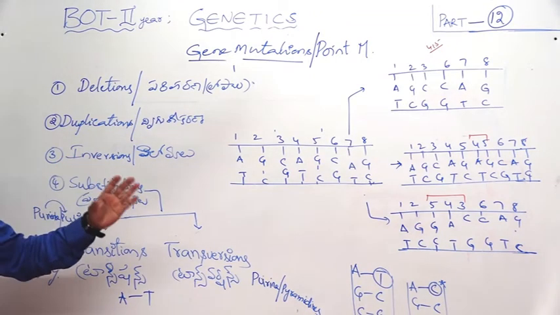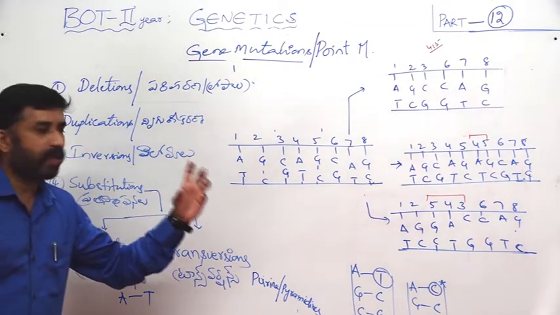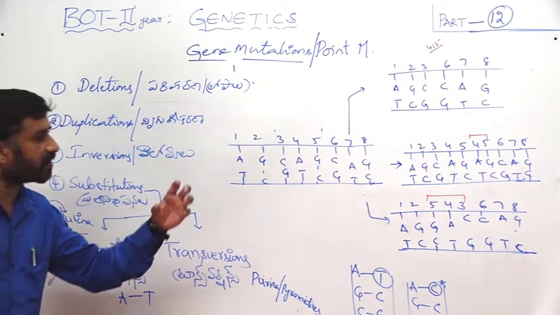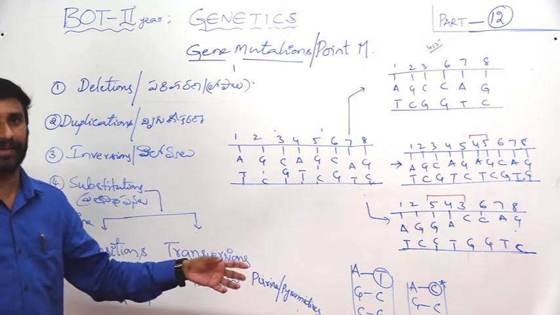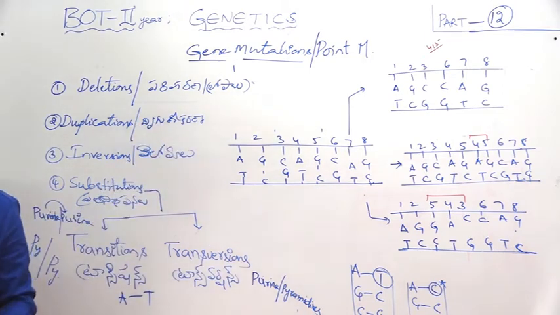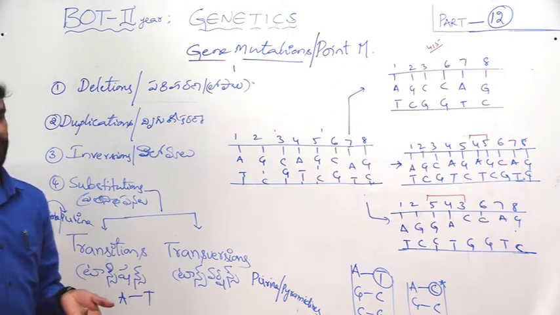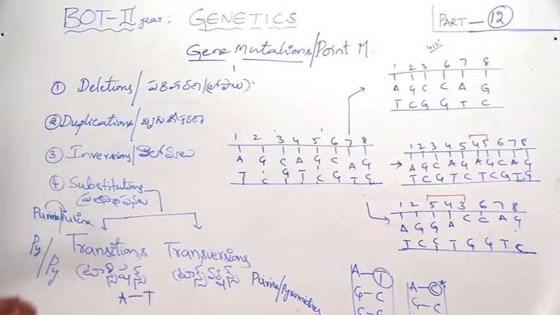Any change that occurs in the nucleotide pairs, any change in the chemical structure of a gene, will lead to a mutation, and that mutation is known as a gene mutation or a point mutation. Again, these are of different categories.